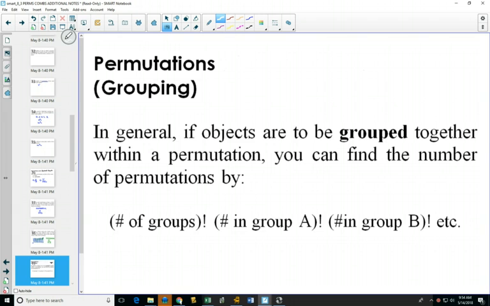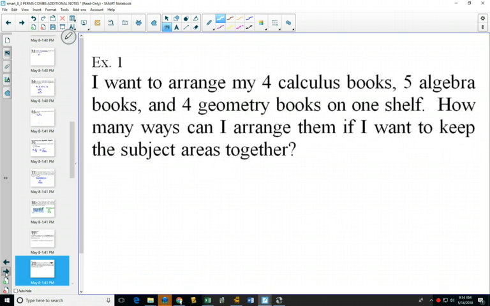So when things get grouped together, we follow the following strategy. We say, how many groups do we have? Factorial, and then we look and arrange in each group. So we'll start with an example to see this better. Okay? So here I have a collection of math books. Surprise, surprise. And I'm wanting to put them on my shelf, but I have 4 different calculus books, 5 different algebra books, and 4 different geometry books. And I want to keep the subjects together. So I want all my calculus books together, all my geometry books together, all my algebra books together.